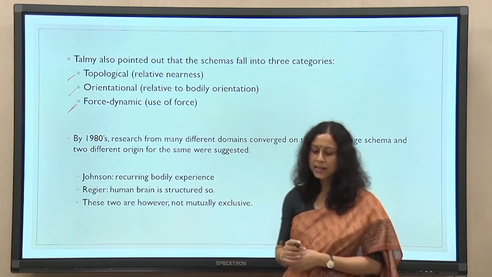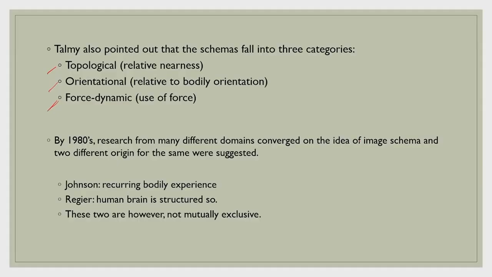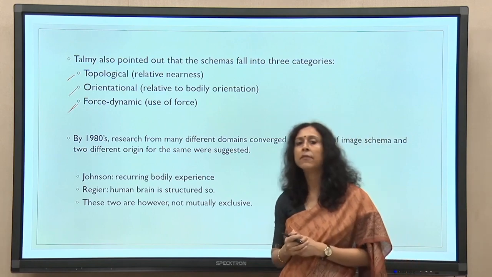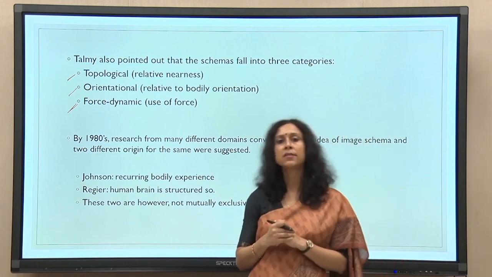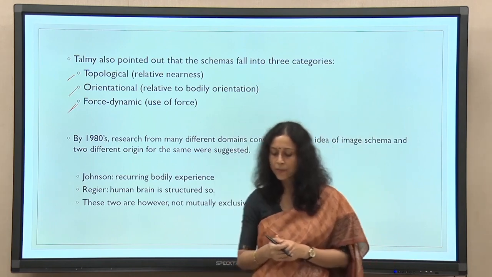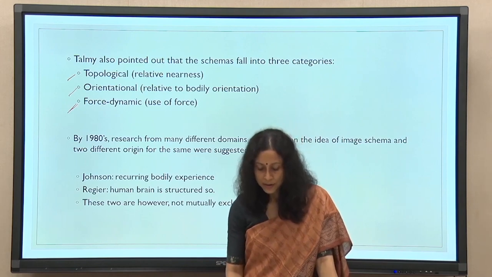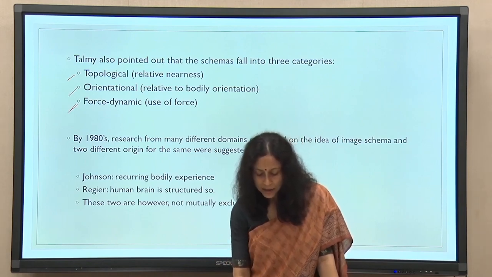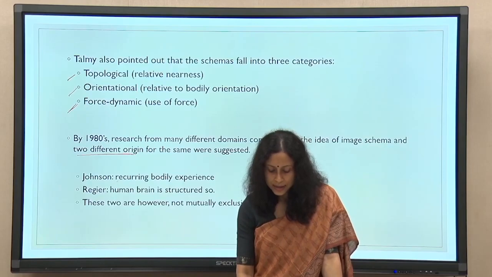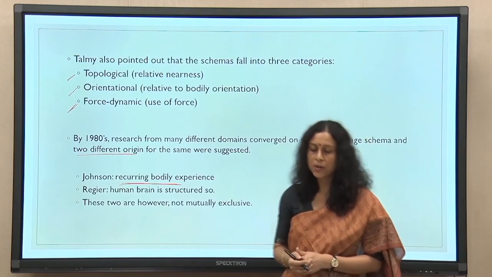So, by the 1980s, research from many different domains converged on the idea of image schema. There was agreement by the 1980s, from language, psychology, and philosophy, that there is something called a schematic representation in the brain, which arises out of the experiences of people, and which also helps us understand language, so there is a connection between language and thought. Now, different origins were suggested for the same. So, fine, we have this, but how does it originate? One, of course, that everybody talks about, is recurring bodily experience, which Johnson and his colleague also agree with.